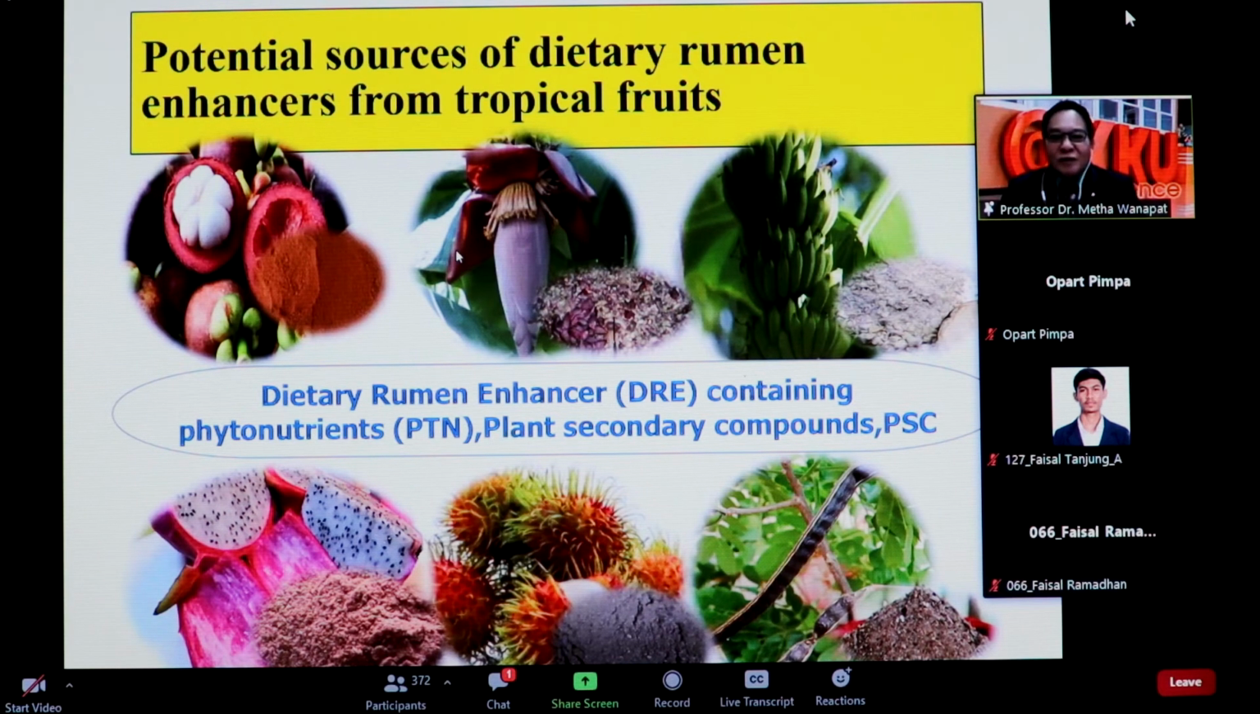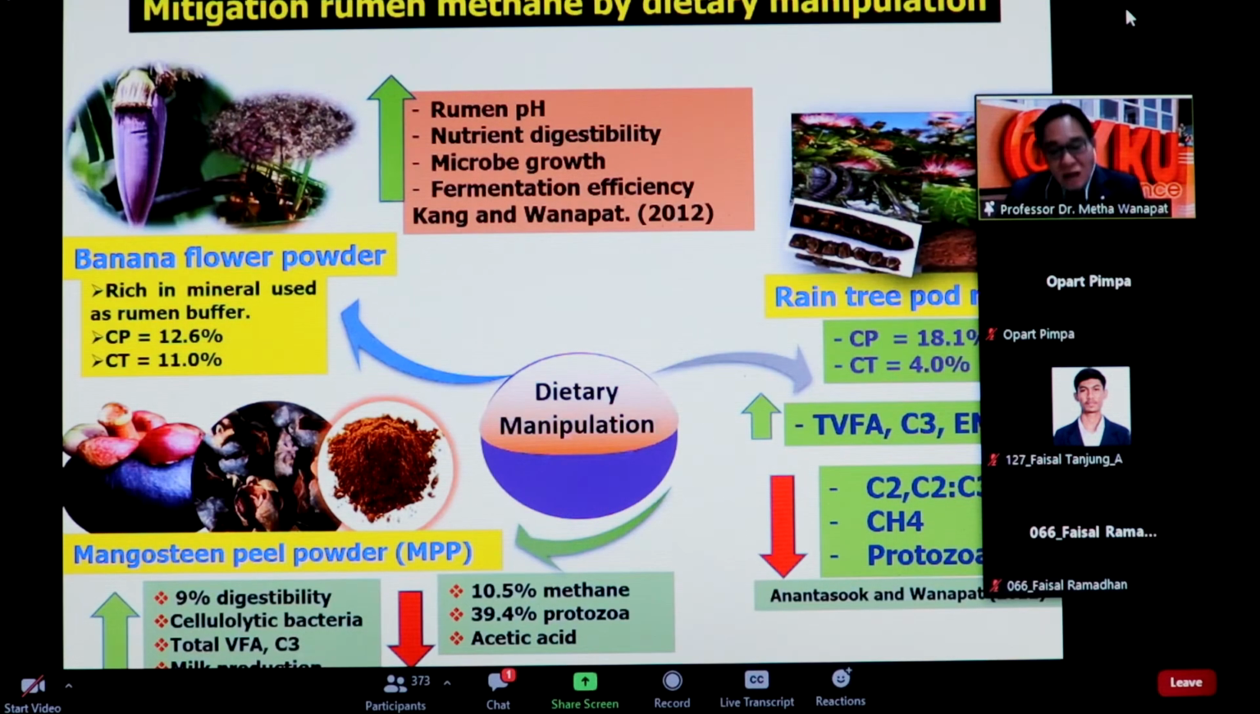To further show you different sources, you can see here: mangosteen, banana peel, raw banana, dragon fruit peel, rambutan, and pods of leguminous shrub trees, which can be sesbania, so on and so forth. From the research work, please go on and visit our publications from the last 10 years. We have published in many journals.